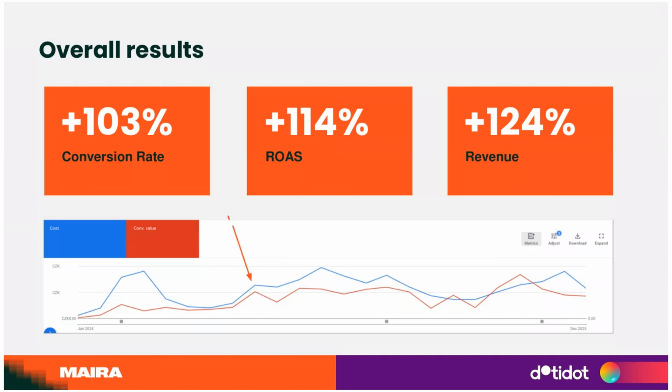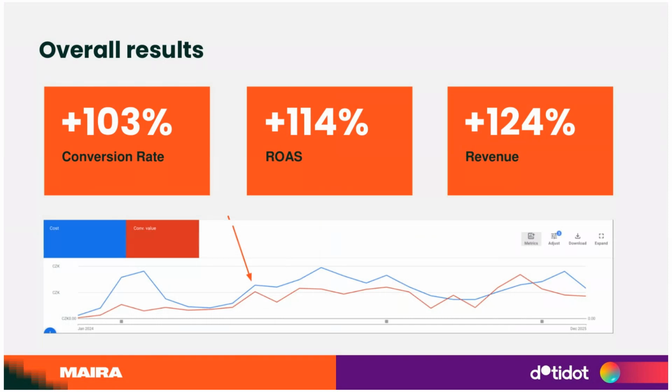After we changed the original setup for the new one, we achieved a 103% year-over-year increase in conversion rate. That means more than double the conversions compared to before. Return on ad spend increased by 114% year-over-year. So for every dollar spent, we are getting back more than twice as much as before. And most importantly, revenue increased by 124% year-over-year. That's more than double the revenue from the advertising campaigns.